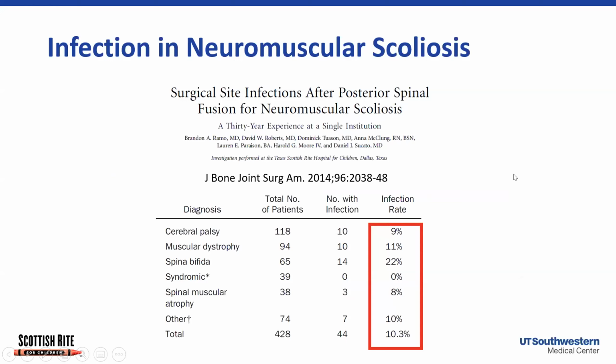So surgical site infection for neuromuscular scoliosis is a big deal. This is a 30-year experience at our institution, published 6 years ago, and the overall infection rate was 10%. So 1 in 10 children get a major infection if they have spine deformity surgery, if they're neuromuscular scoliosis. That's double if you have spina bifida. And so these are data that are really sobering.